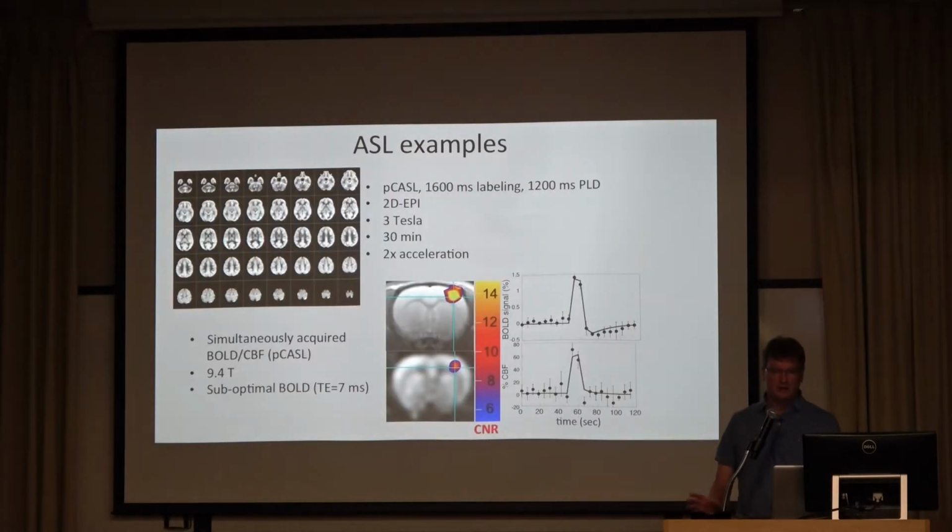So here are just some random ASL examples. I'm not going to go through them; we could talk about the various trade-offs between PASL and CASL and pCASL. But you can do imaging. We implemented just recently a pseudo-CASL, and here we're getting t-scores which are maybe a half to a third the size of BOLD, but they're reasonable. They're very well-behaved temporal responses.